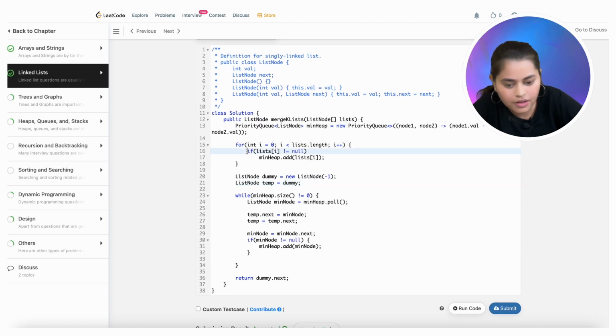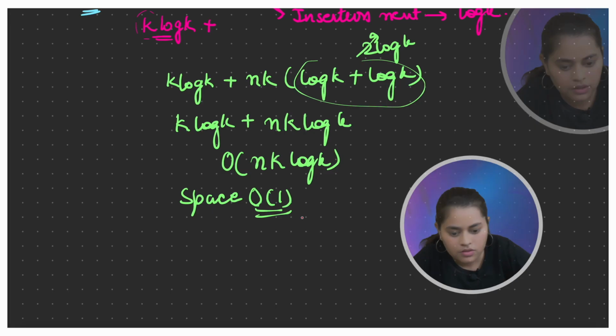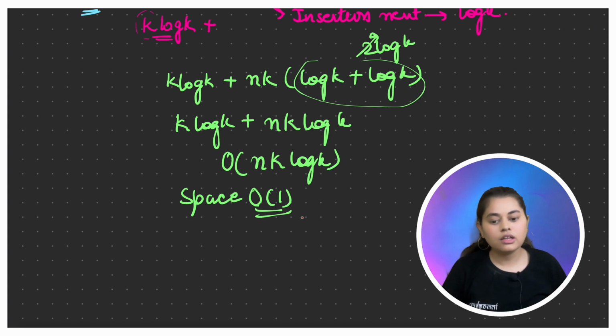So basically when we are creating our min heap, we'll have to check whether the head of that particular list is null or not. If it is not null, then only we'll add it to our min heap. So I hope you understood the whole process, how we can merge k sorted lists into one sorted list, right?